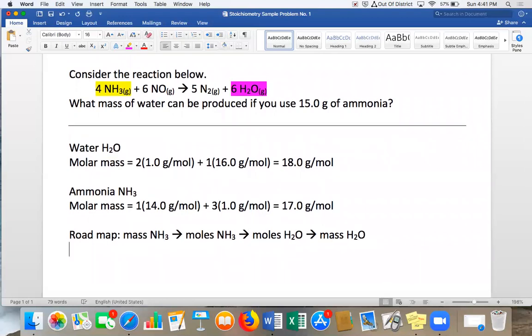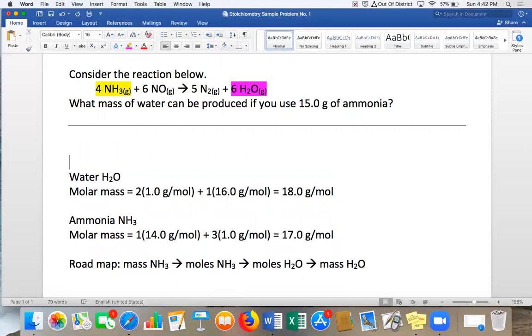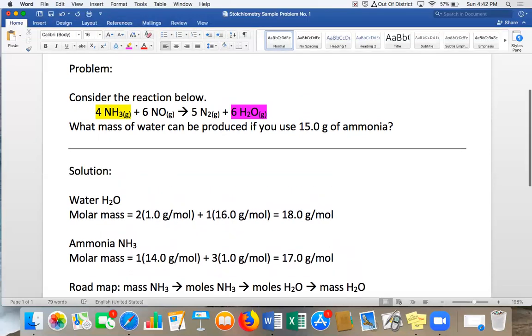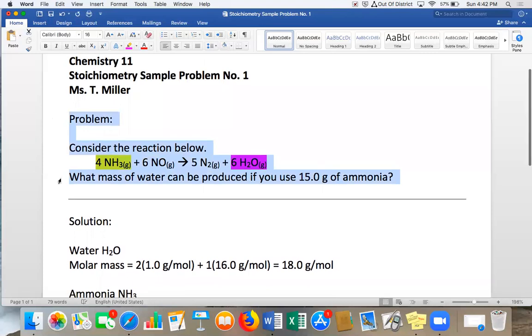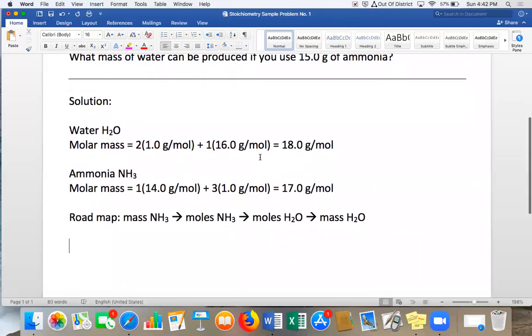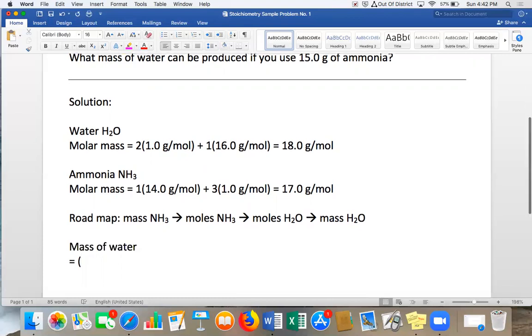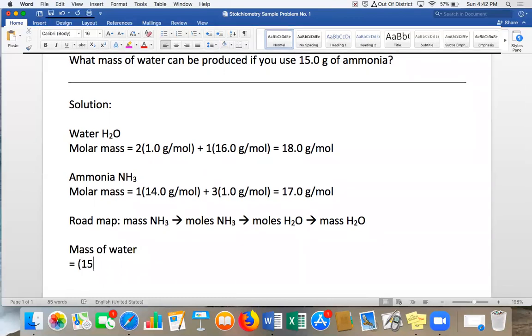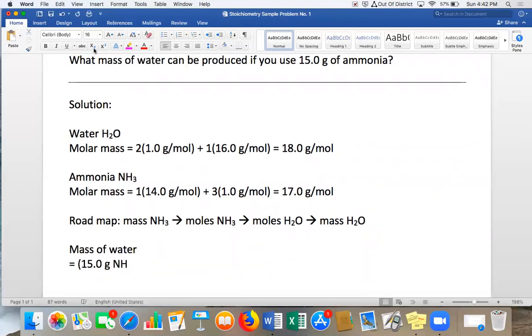Okay, now for the solution, actually what I'm going to do is I'll type solution up here so that in the file you've got the problem here and the solution below the line. Okay, so we are ultimately trying to find the mass of water. And so we start with our given value, which is 15.0 grams of ammonia.